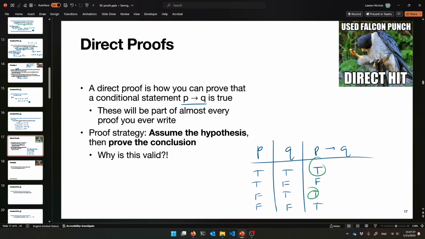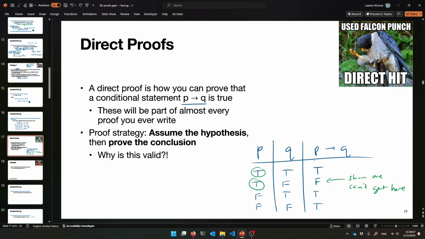Another way of saying that: you're trying to prove that you're in one of these three good ones. An alternative way of proving the thing is to just show that this is not possible. Show that you can't get here, because that's the only way that would ruin this. That's the only way it could be false. So what you do is show that when P is true, and here are the cases where P is true, these are the only two cases where P is true.